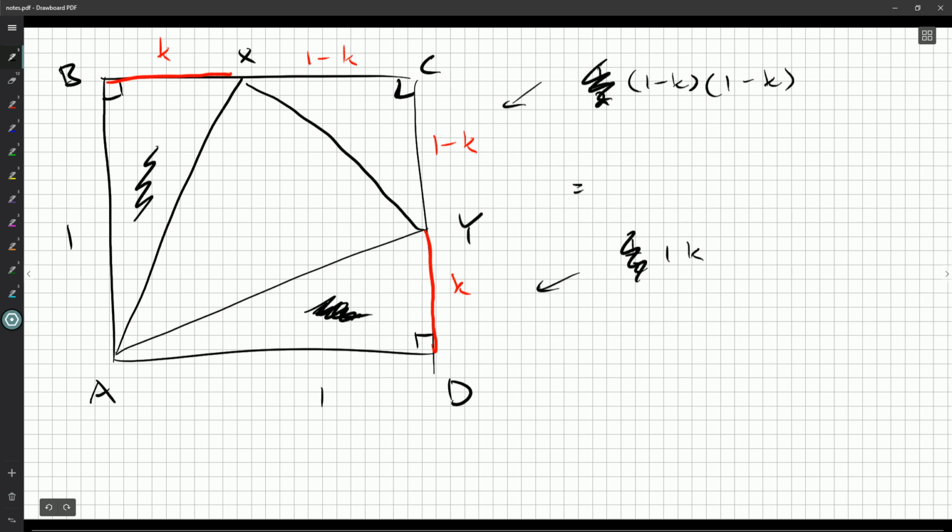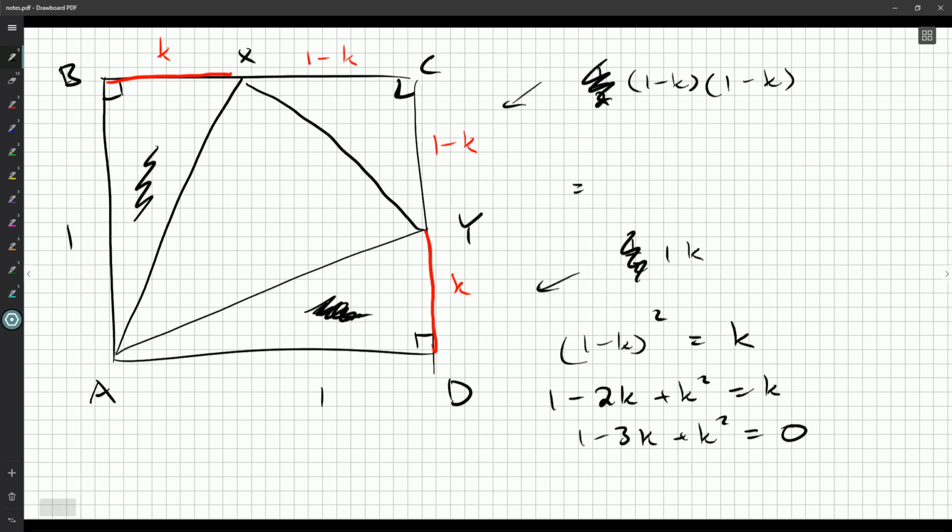What we've got is 1 minus K squared is equal to 1 times K, which is K. So expand that out, 1 minus 2K plus K squared is equal to K. So 1 minus 3K plus K squared is equal to 0. We should be able to work out K from there, although I'm not liking that the product here, if I were to factor it, is 1. But certainly doable. Is there another approach to this that we could take?